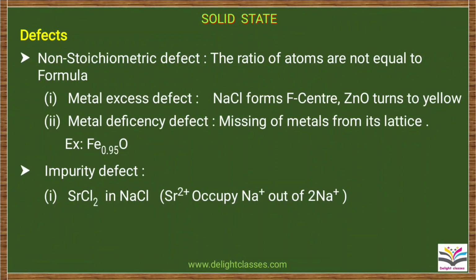Impurity defect: strontium chloride in NaCl, where Sr2+ occupies the place of 2 Na+. Cadmium chloride in silver chloride.